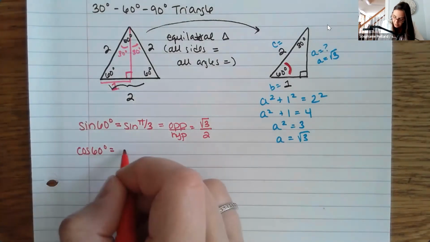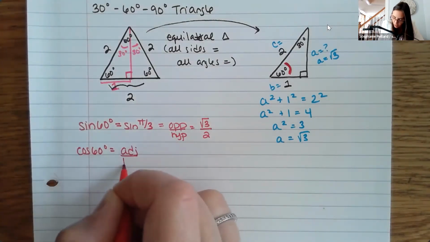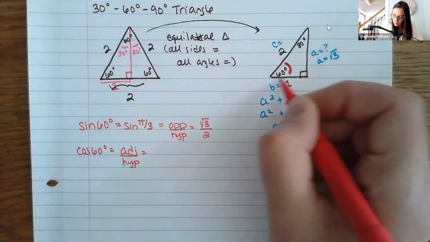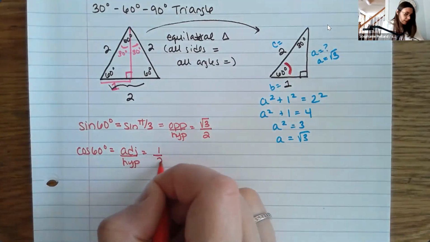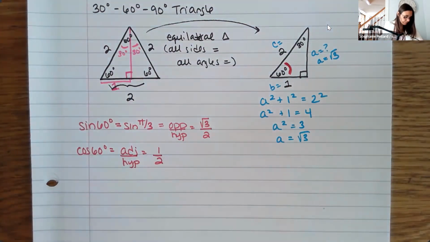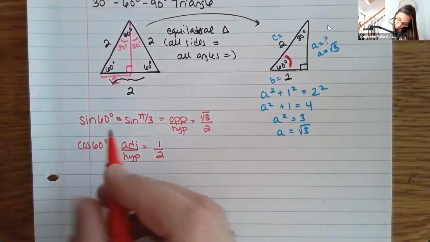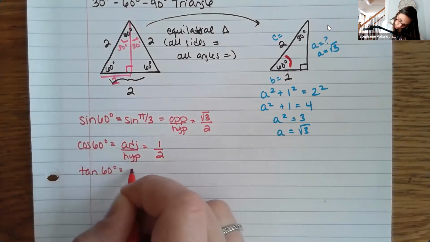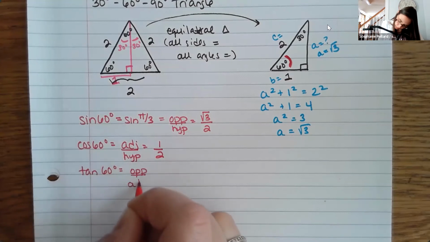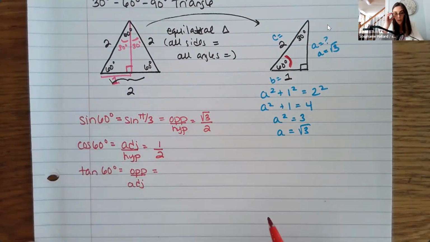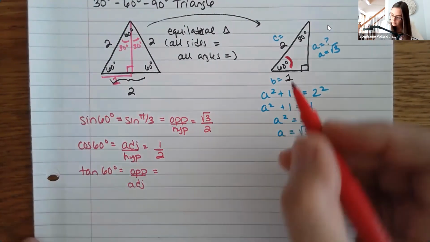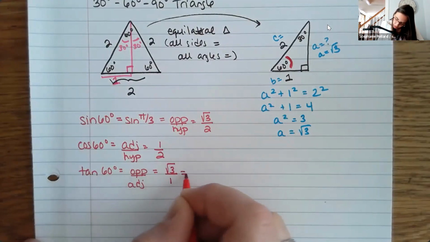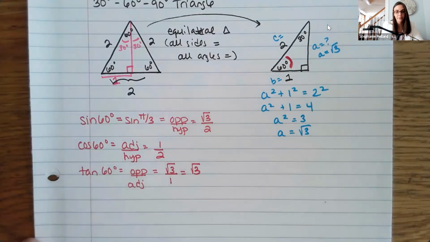For cosine of 60 degrees, you're doing adjacent over hypotenuse. So again, here's my 60. The adjacent is 1. The hypotenuse is 2. For my tangent, I'm doing opposite over adjacent. So opposite is root 3. Adjacent is 1. So I just have root 3.